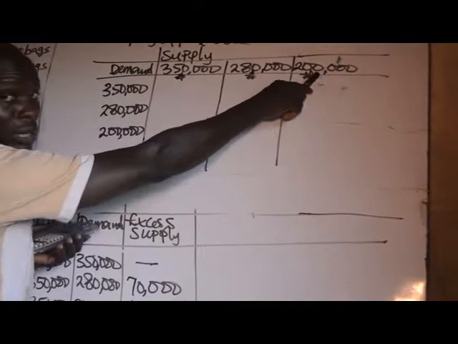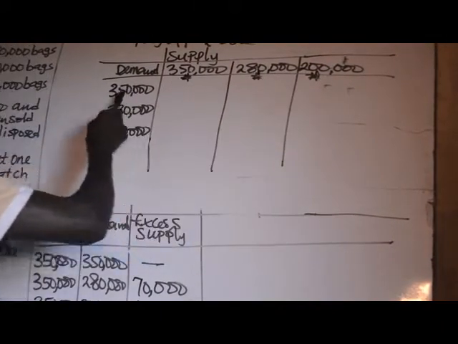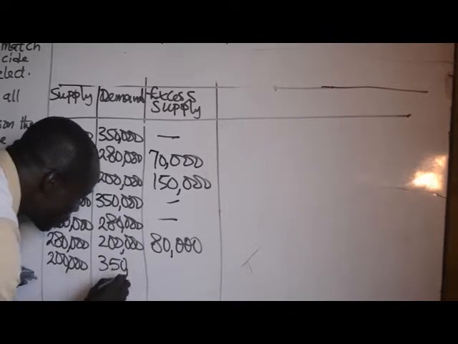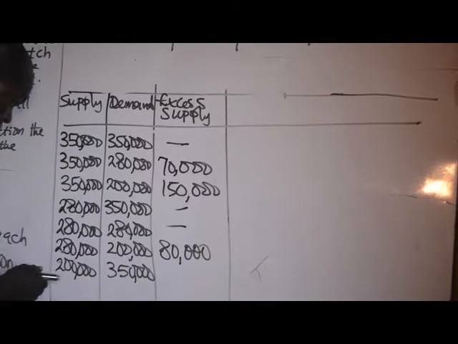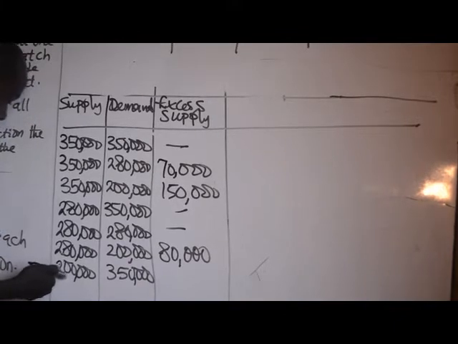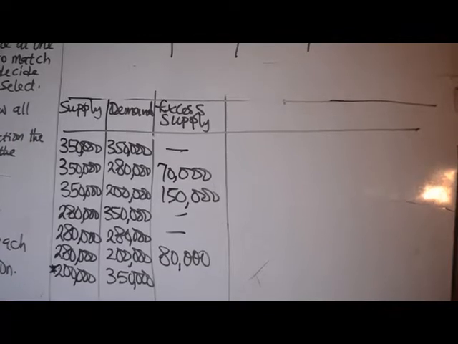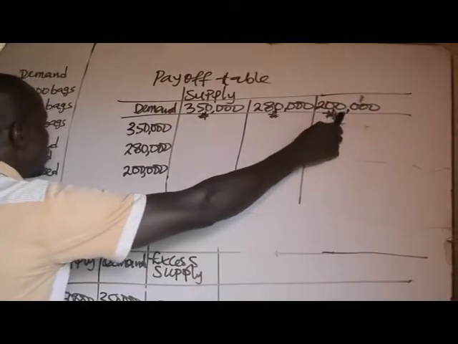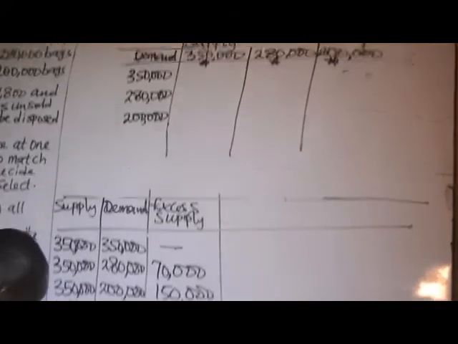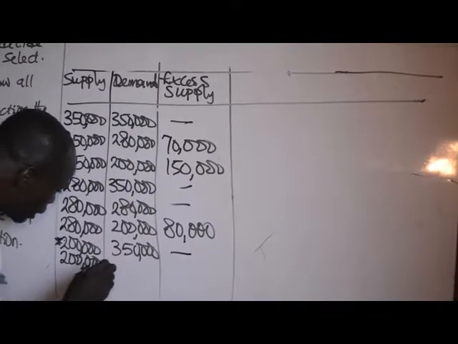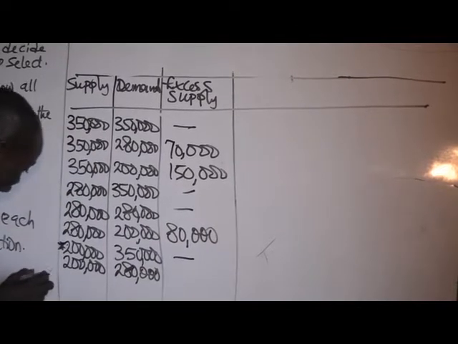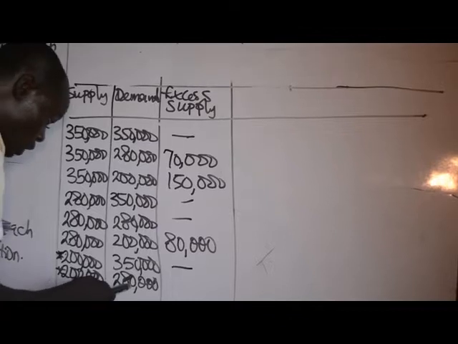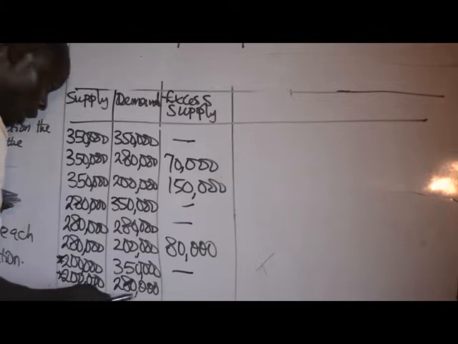Now, the third position. Supply is 200,000, while demand is 350,000. Here, there is excess demand. That means in the case of excess demand, your sales will be limited to supply, which is 200,000. Then here you supply 200,000 and demand is 280,000. In this case, there is excess demand, so sales will be limited to the supply of 200,000. You cannot sell up to 280,000 because you didn't produce up to 280,000. You cannot sell what you don't have.